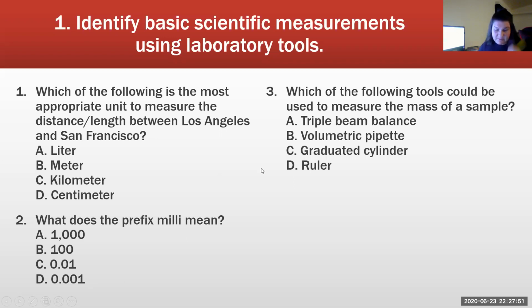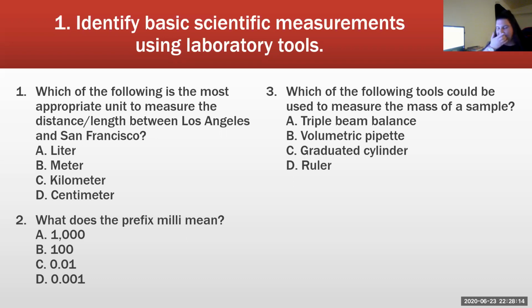All right, so number 3. Which of the following tools could be used to measure the mass of a sample? A triple beam balance, volumetric pipette, graduated cylinder, or a ruler? And option A is correct. I'm going to tell you a funny story about it. A triple beam balance basically is where you balance the 2 weights on the sides.